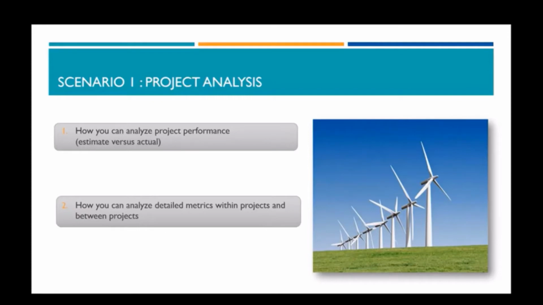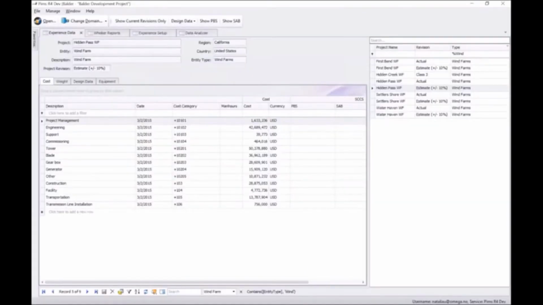So I'm going to hand back to Natalia now, who's going to jump into the system and produce the information I need. All right, Shane, let's see what I can pull up for you. So I have been given 2 assignments. So what I'm going to do is jump into the Pims tool.